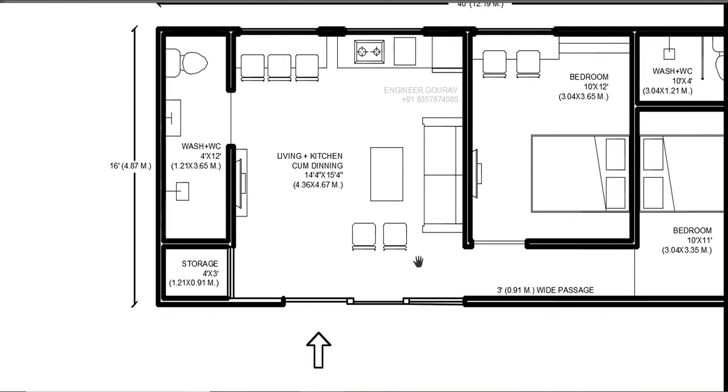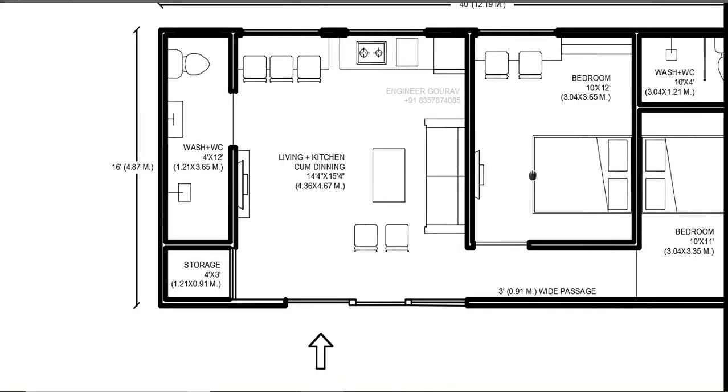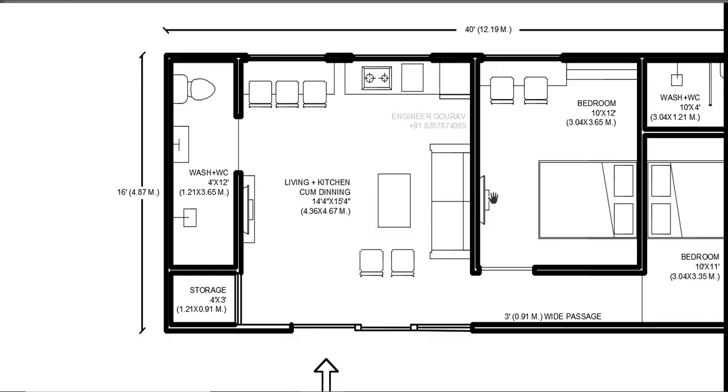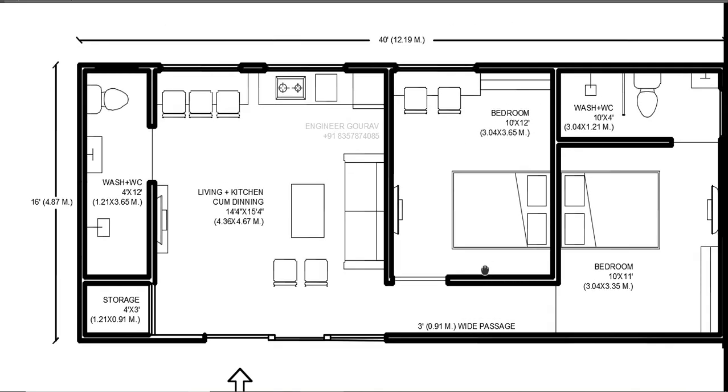So we have a 3 feet, in meters 0.91 meter, wide passage here, and on the left side we have bedroom number 1. Here you can see the bed arrangement, TV unit on the front wall, wardrobe arrangement and study table with 2 chairs. Also a large size window for ventilation and light purpose of this room. And on the back side we have bedroom number 2.